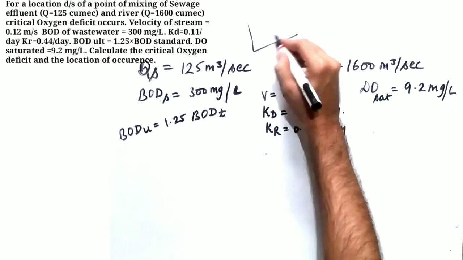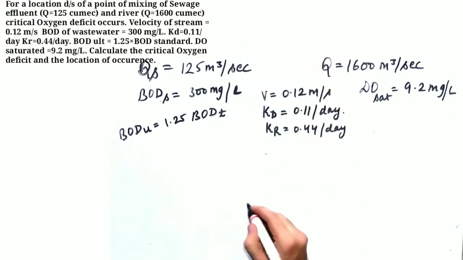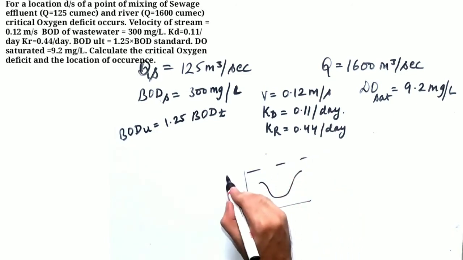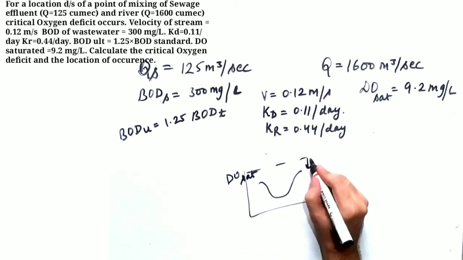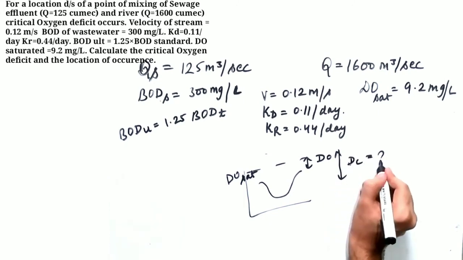From the graph, you know, this is the graph. This is the dissolved oxygen saturated, and this is for the river. And then there is an initial dip called D0, and this is DC. You have to calculate this DC.